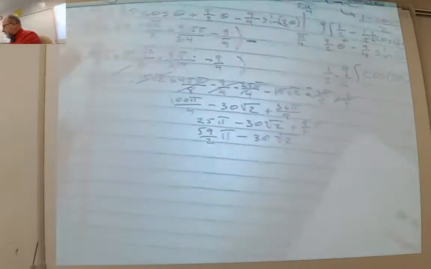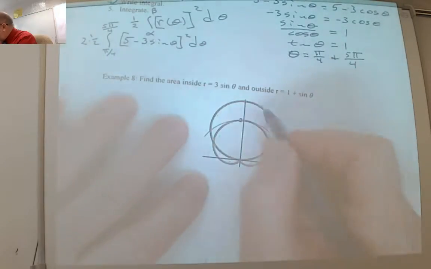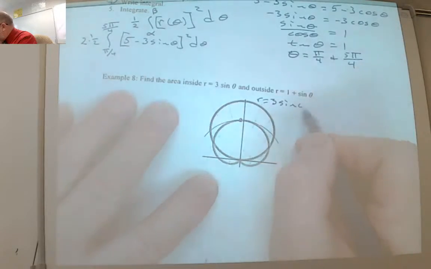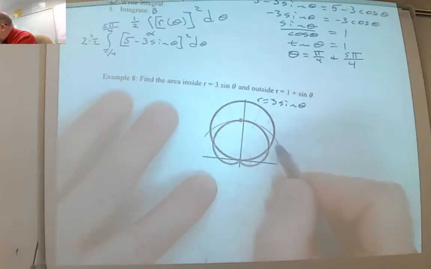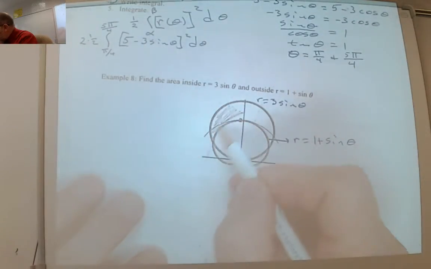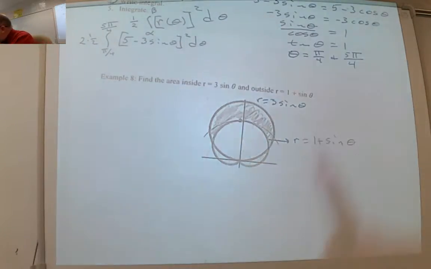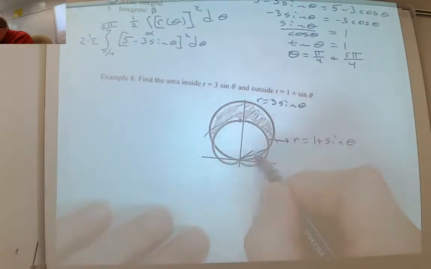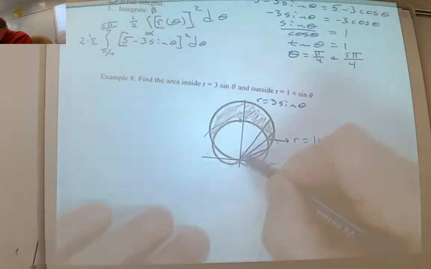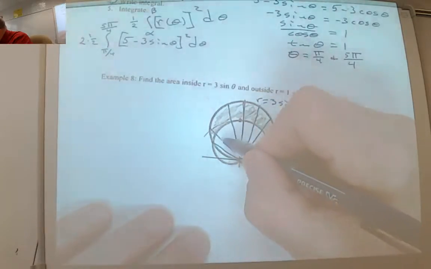All right, this one, number 8, we're finding the area inside r equals 3 sine theta. This is r equals 3 sine theta right here. That's this. So inside that, and then this right here is outside. This graph right here is r equals 1 plus sine theta. So the part we're looking at is this part right here. What I like about this drawing is it kind of shows you the sectors. So I'm just tracing them in there.